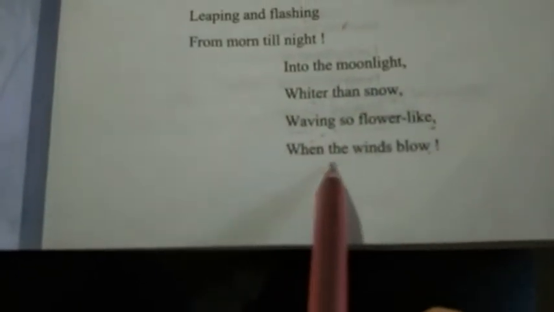So during the night, when there is moonlight, the fountain waves like a flower, and when it waves, when the winds blow during the night, the fountain waves like a flower.